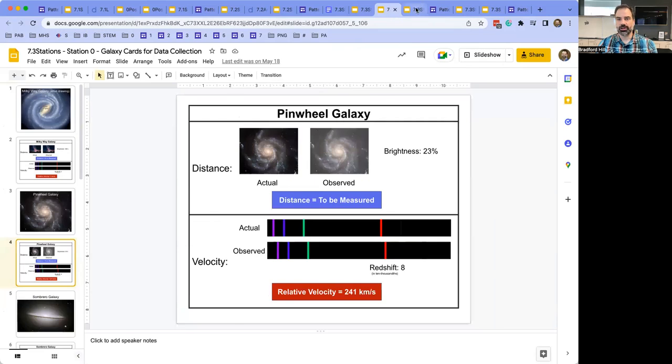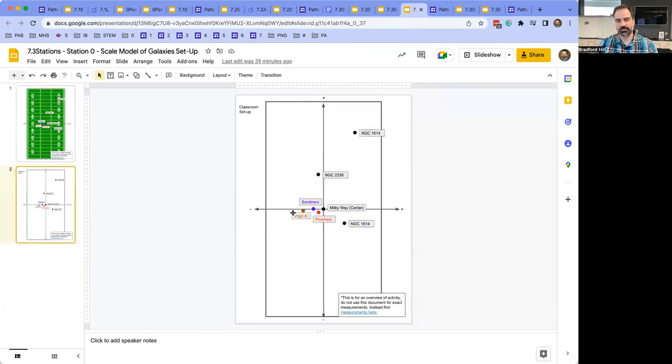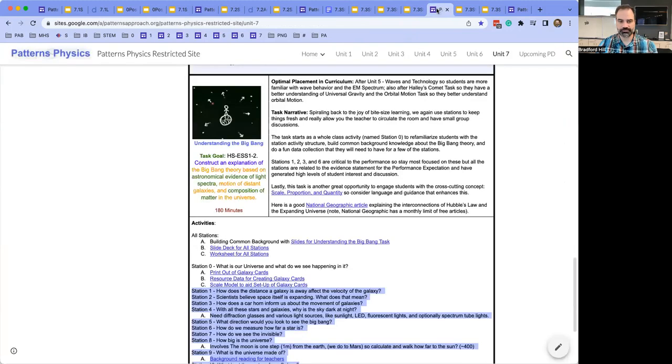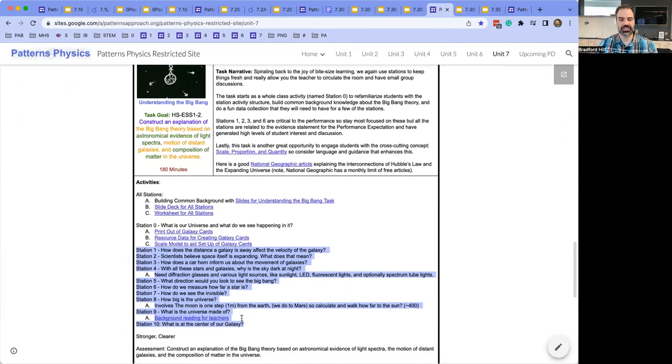All right, so moving along there, and then if for whatever reason you can't go outside, of course it's fun to be on the outside on the football field, but if you need to set it up in your classroom, here's some measurements to get specific about how to set that up. All right, then just want to point out 10 different stations.